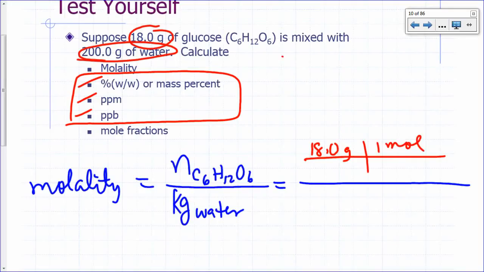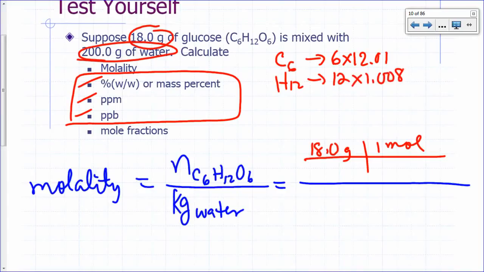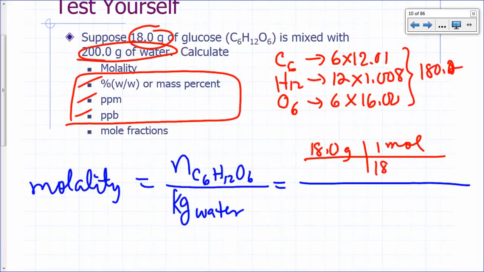What's the molar mass of glucose? C6, so that's 6 times 12.01, H12, so that's 12 times 1.008 grams per mole, O6, so that's going to be 6 times, molar mass of oxygen is 16. If you did this, you should get 180.2. So 180.2 grams per mole is the molar mass of glucose. Grams cancel out there. That gives you moles.